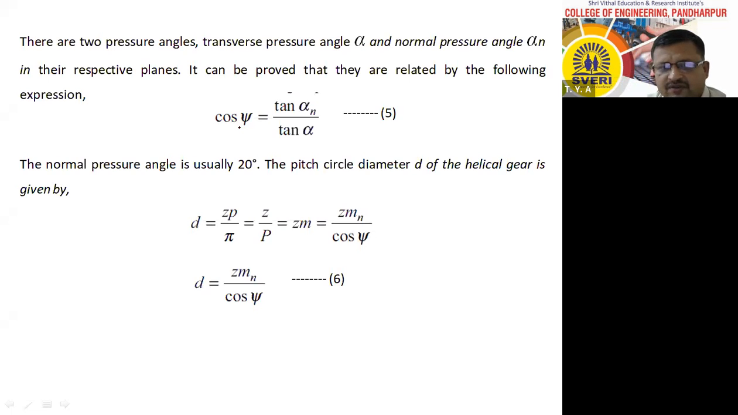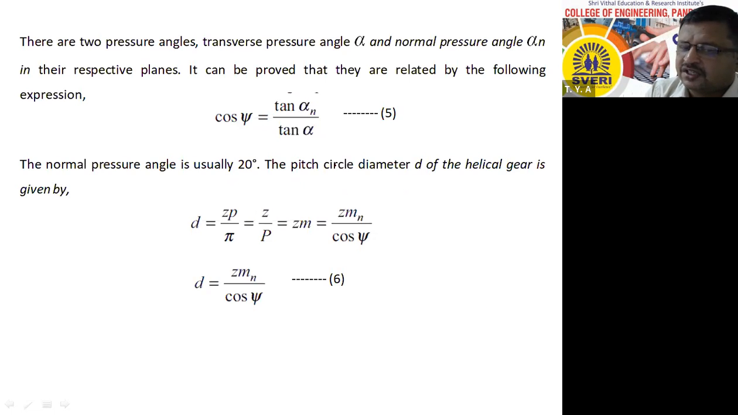Therefore, write down cos psi is equal to tan of alpha n divided by tan of alpha. This relation directly they have taken. Now always remember normal pressure angle alpha n is always 20 degree.